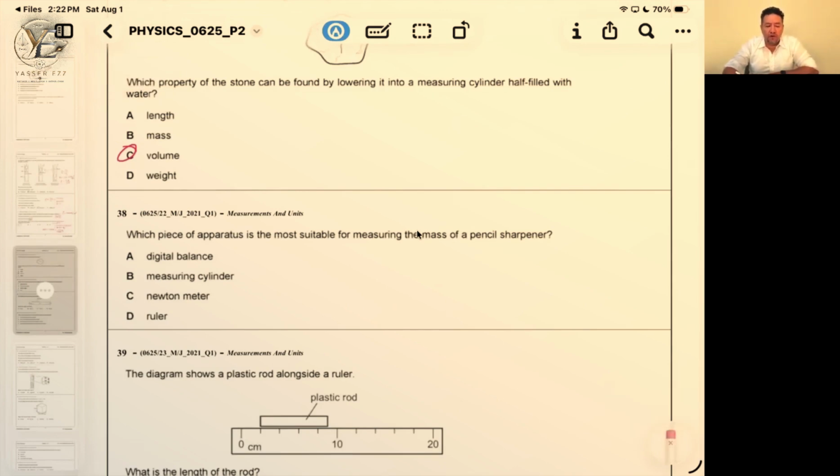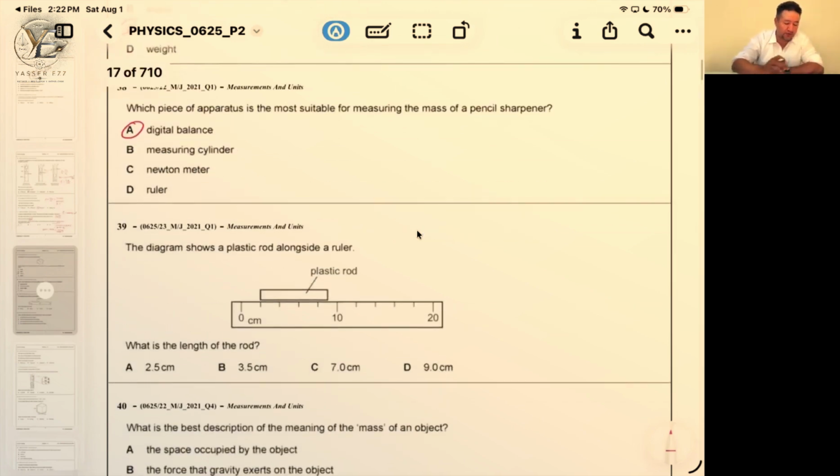Which piece of apparatus is most suitable for measuring the mass of a pencil sharpener? Mass of pencil sharpener is very small. The measuring cylinder is for measuring the volume, Newton meter for measuring the weight, ruler for measuring the volume if it is regular, and digital balance, of course, for measuring the mass of a pencil sharpener. So A is the correct answer.